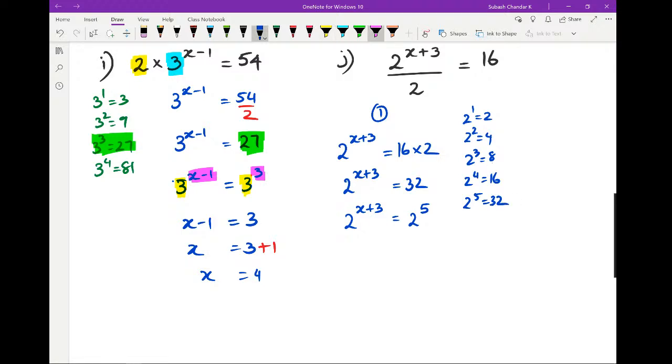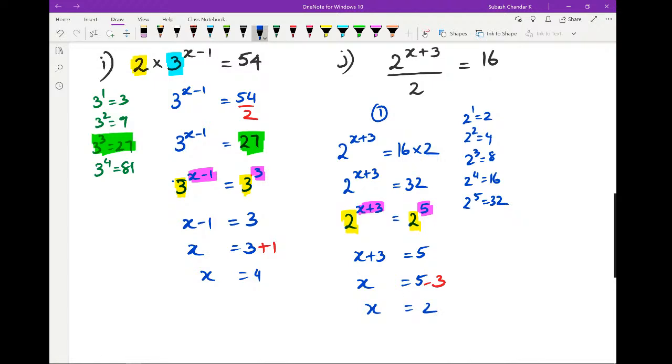So because of this, now we can say that the two powers are equal to each other. And so what we're going to get is x plus 3 equals 5. And so we can say x is equal to 5, take away 3, which means x is equal to 2.